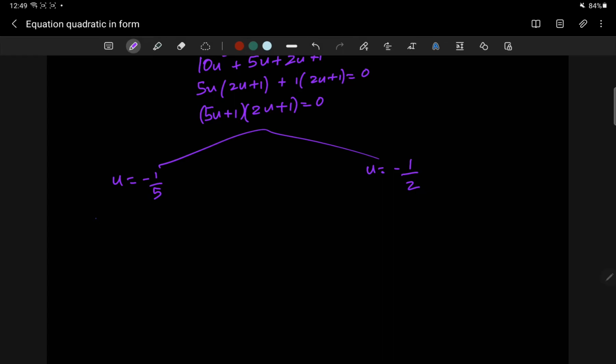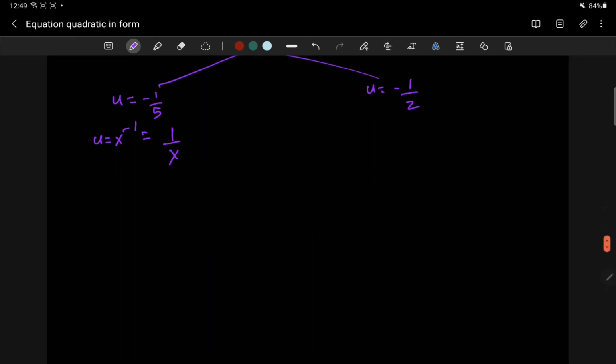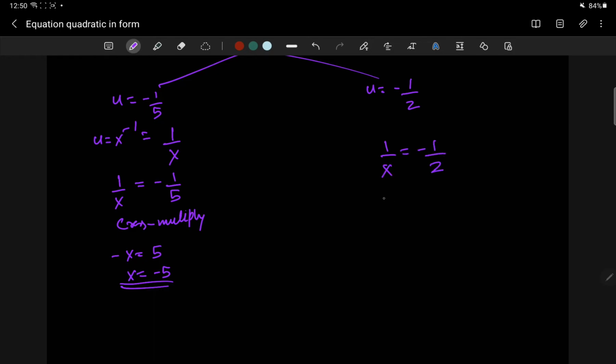But what is u? u is actually x to the negative 1. And what does it mean for something to have a negative exponent? It just means it's a fraction, 1 over x. So this means 1 over x is negative 1/5. So I can cross multiply. When I cross multiply, I get negative x is 5, or x is negative 5. Same thing here: I have 1 over x is negative 1/2. Again, by cross multiplying, it gives me negative x is 2, or x is negative 2.